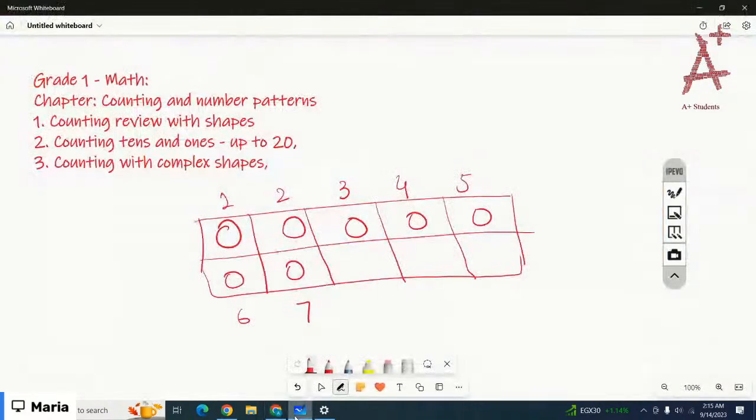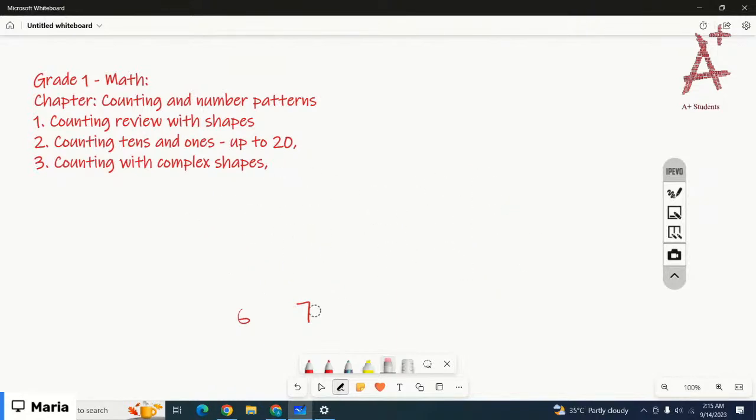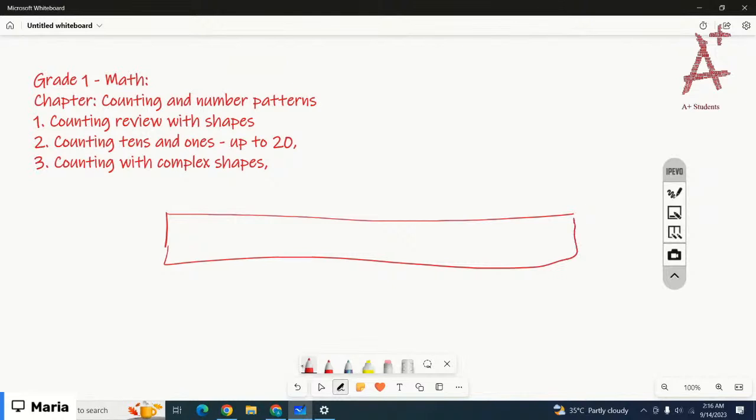The next lesson we are going to do is counting tens and ones up to 20, right? So what you have to do, let me just explain, then we'll do the practice questions, okay? Okay, you are given dots. You have to count them, right? For example, here it is. Let me just draw them.